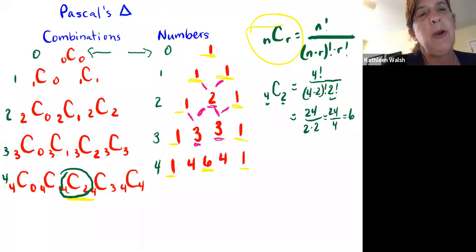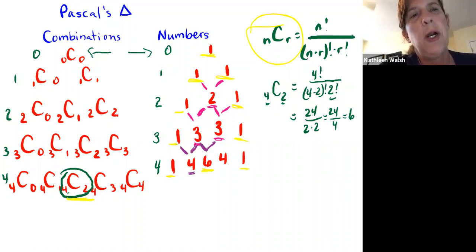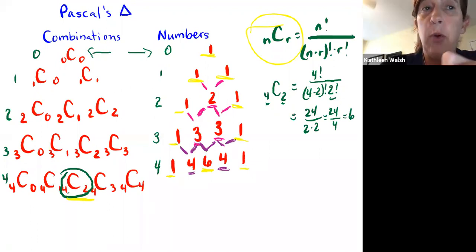How about on row 4? Where did these numbers come from? And we can look at this and we can say, well, this 4, the numbers closest to this 4 are this 1 and this 3. We get 4. This 6 has this 3 closest to it and this 3. 3 plus 3 is 6. This 4 has this 3 and this 1 closest to it. 3 plus 1 is 4. And remember, the last digit in every single row will be a 1.